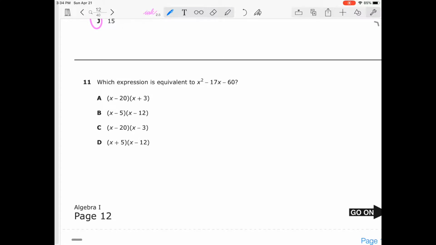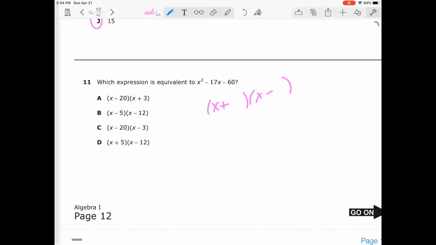For the equivalent expression, we're factoring, so we're just taking the factored form of this. I know I'm going to have an x and an x. If this is negative, that means I'm going to have a positive and a negative. It gives me some possible answer choices, so let's see if any of these will be factors of 60.